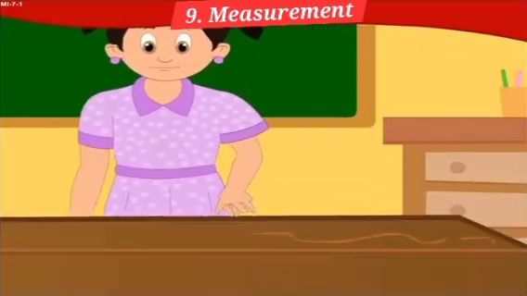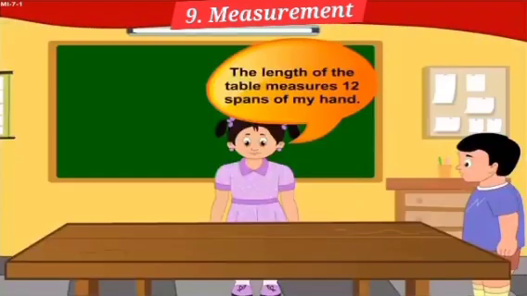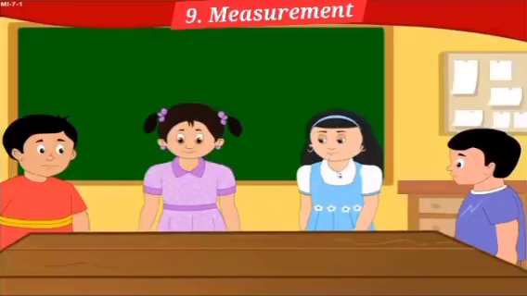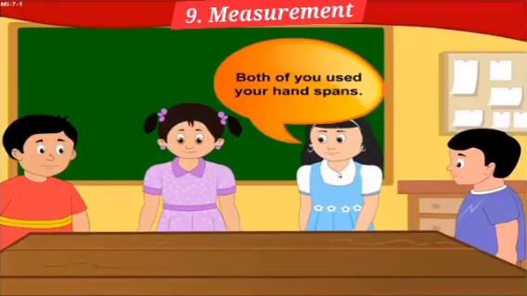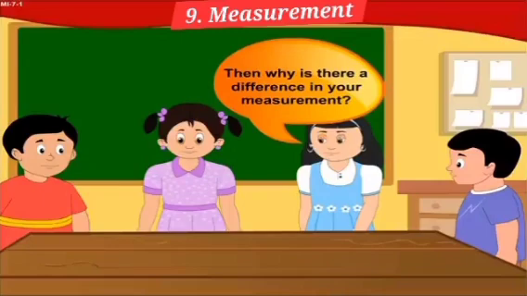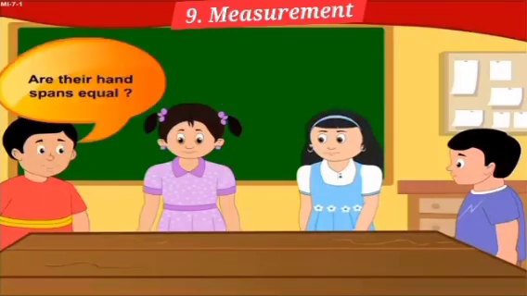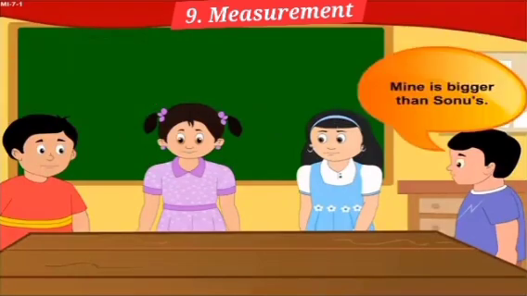Now I'll measure. The length of the table measures 12 spans of my hand. Oh, how is it possible? Both of you used your handspan. Then why is there a difference in your measurement? Are their handspans equal? Hey, mine is bigger than Sonu's. That's what caused the problem.